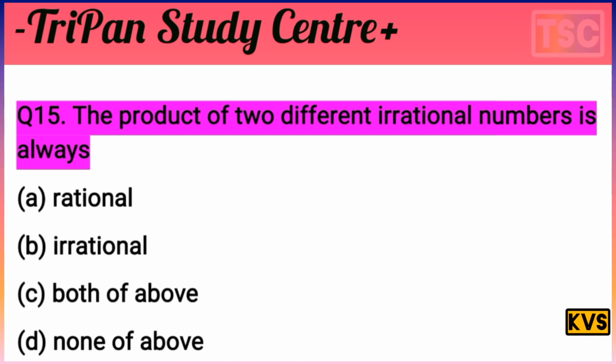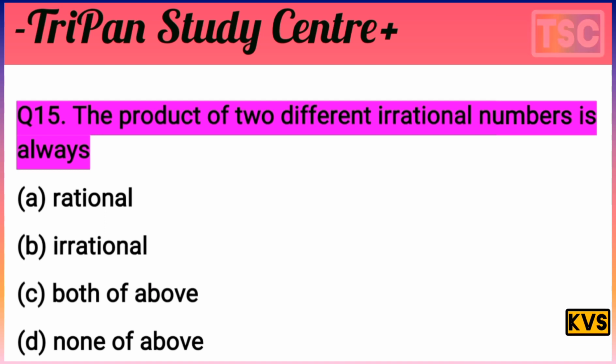The question here: the product of two different irrational numbers is: A, rational; B, irrational; C, both of above; D, none of the above. Do you understand the question? Come on, test your knowledge first of all. I give you a few seconds to think of your answer. Let's see the answer for this question.